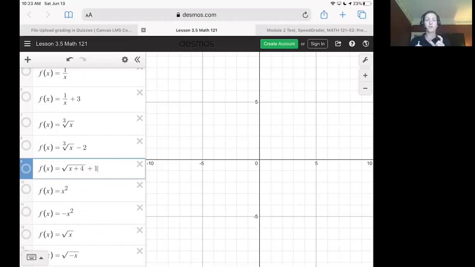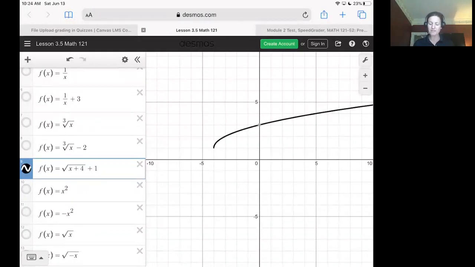The +4 is the opposite, so we go left. The +1 is outside, so we go up. So notice your original parent function would have been coming out of 0, 0, but this shifted it left 4 and up 1. So we've here combined the horizontal and the vertical shift.